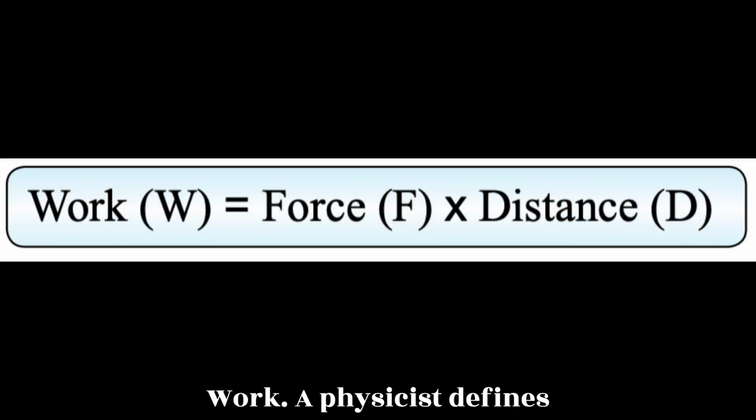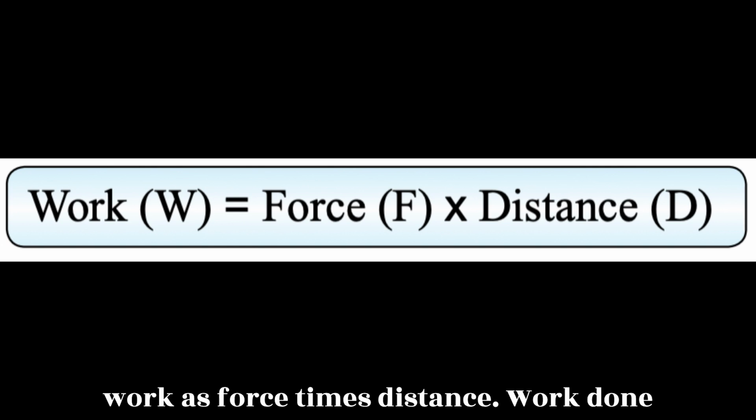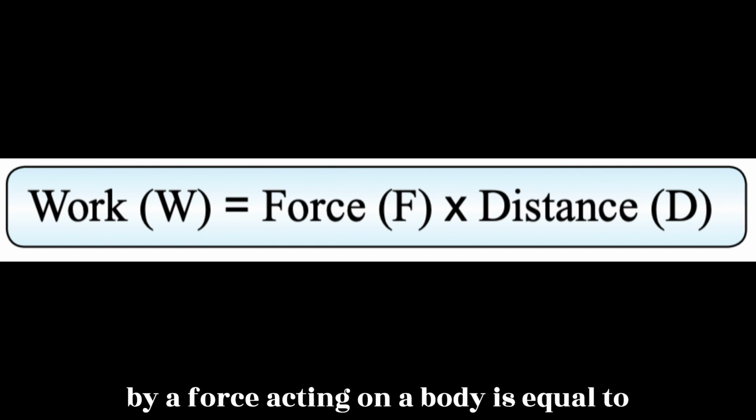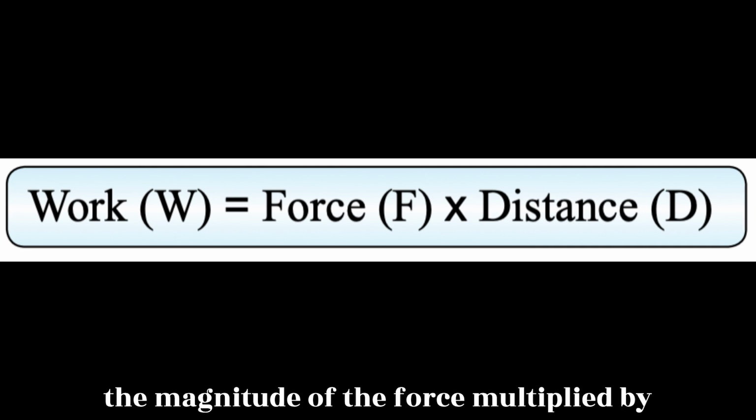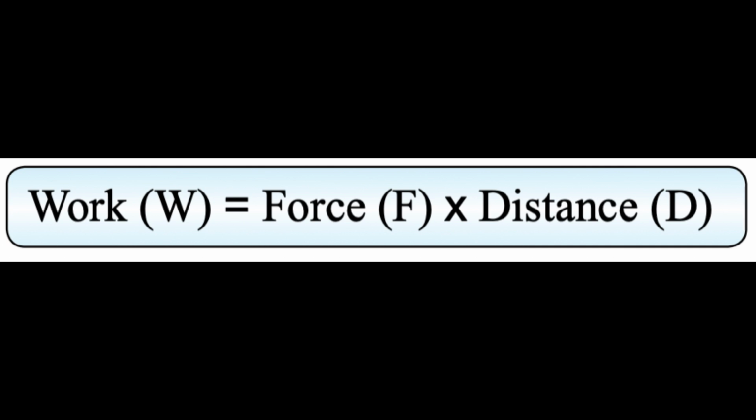Work. A physicist defines work as force times distance. Work done by a force acting on a body is equal to the magnitude of the force multiplied by the distance through which the force acts. Work, W, equals force, F, times distance, D.